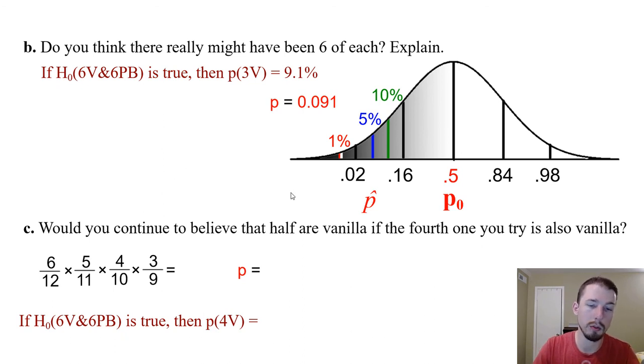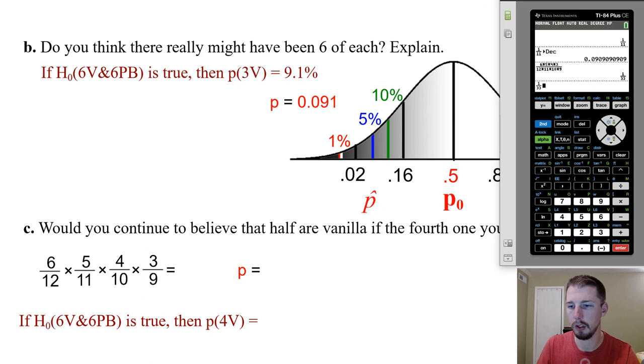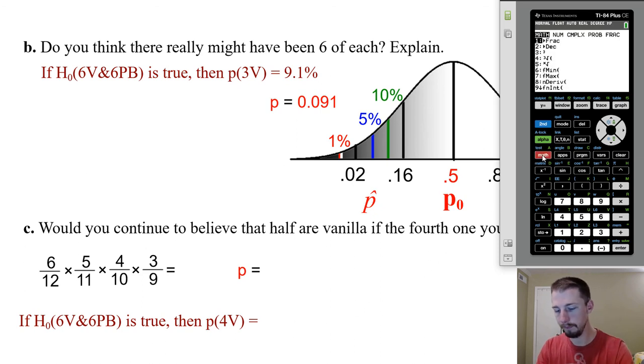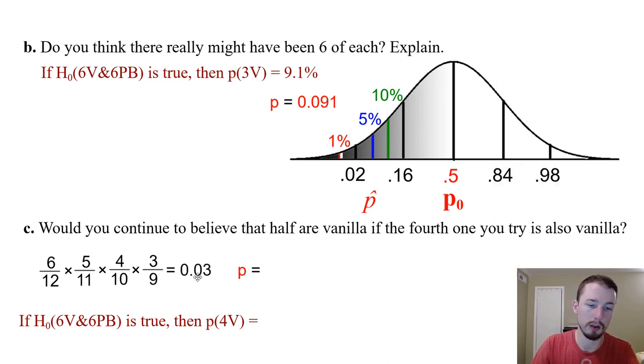Would you continue to believe that half of them are vanilla if the fourth one you try is also vanilla? Okay, so then we would add an additional fourth one here. So if I go back up to my thing here, then I multiply that by 3 on the top over 9 on the bottom, and then I'm going to take that fraction and convert it to a decimal. So go to math, decimal. All right, so now we're in the top 3%. Okay, so top 3% would be statistically significant even if we set an alpha level of 5%, which is our default. So yes, that would be unusual.